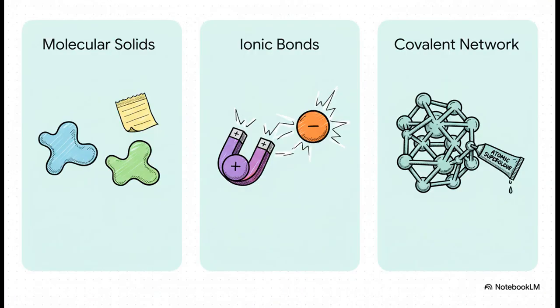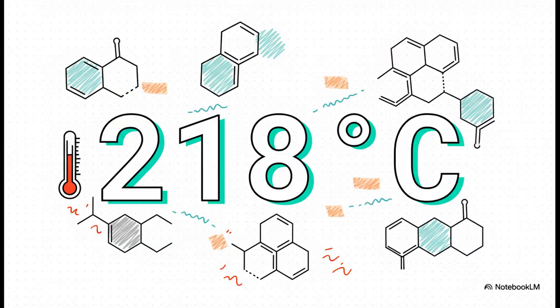The answer isn't really about the particles themselves, but about the invisible glue holding them together, their chemical bonds. Think of it like this. Some bonds are really weak, like sticky notes holding paper together. Others are stronger, kind of like magnets. And then you've got the most powerful kind, which are basically atomic superglue. So first up is naphthalene.